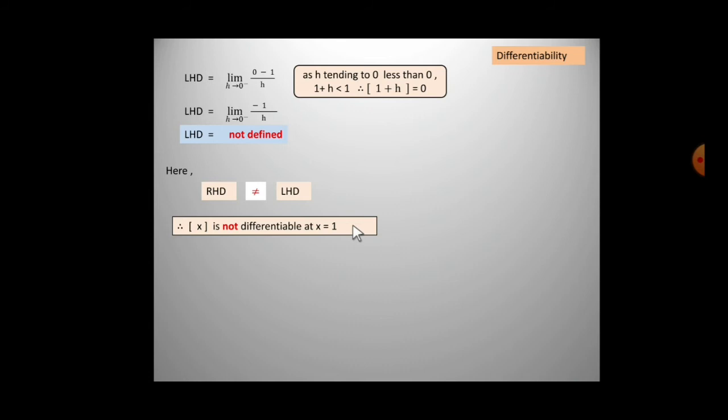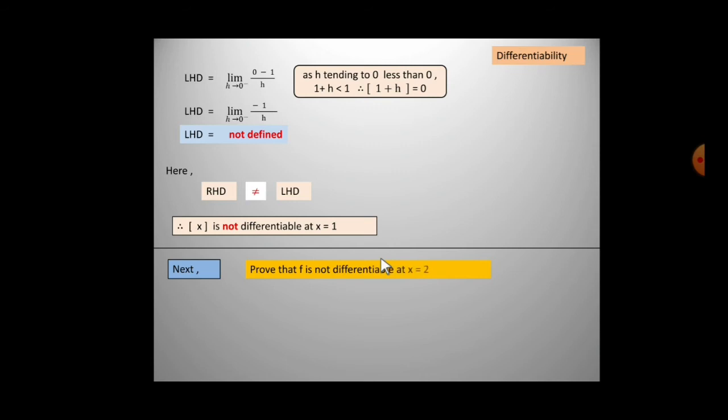I hope you understood this explanation. So next is the second point. In the same way we operate at the x equal to 2 point, and we prove that it is not differentiable. So next, at the 2 point I am proving f is not differentiable. f is not differentiable at x equal to 2.